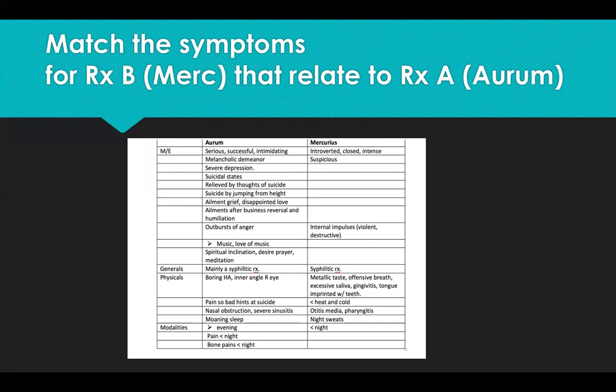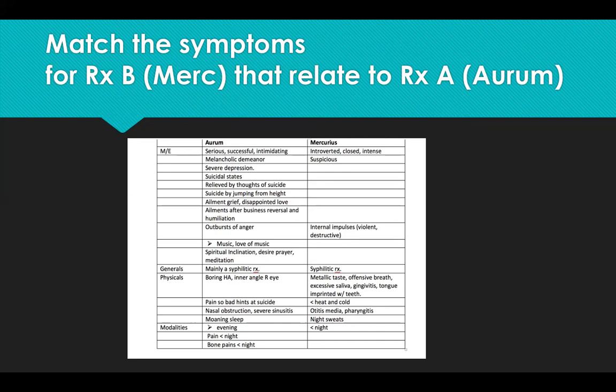And so you're going to look for something that relates the two symptoms. So for instance, outbursts of anger and internal impulses that are often violent and destructive. So I would put those two together. You have to decide at some point, is that a similarity or is it different? And people have different ideas about that, and that's okay, as long as there's a logic to what you're doing.